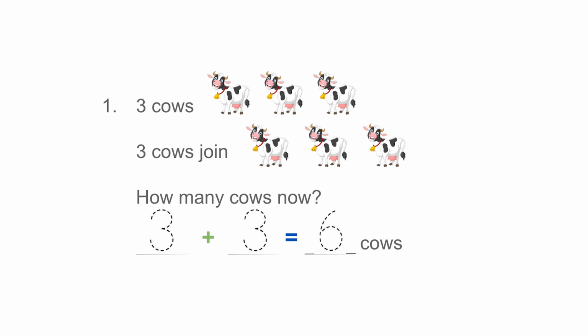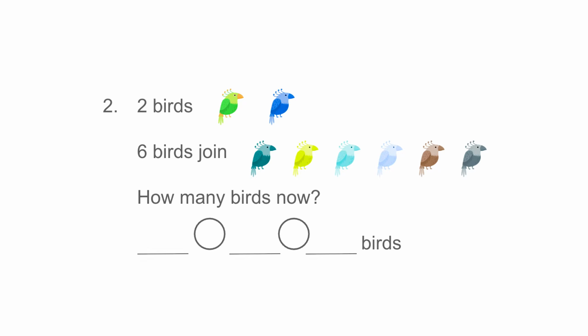Again, here's the visual. Number 1 has 3 cows, 3 more cows join. So as a math sentence, 3 plus 3 equals 6 is what they want them writing in. It's already here, but they just want the kid tracing in 3 plus 3 equals 6. And then they have one without the symbols for them.